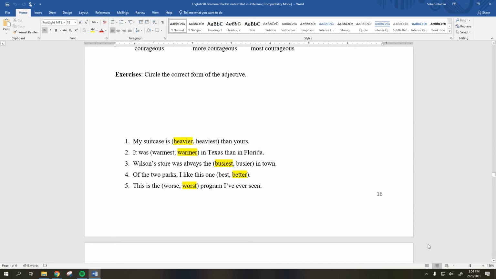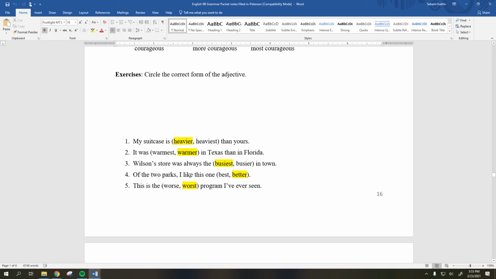My suitcase is heavier than yours. We're comparing two suitcases here, so use the comparative form. It was warmer in Texas than Florida. We're comparing two states, use the comparative form, warmer. Wilson's store is always the busiest in town. Out of all the stores in town, Wilson's store is the busiest, superlative.